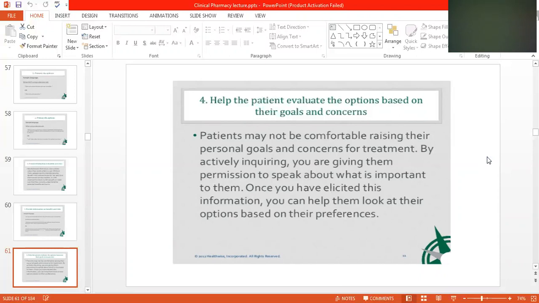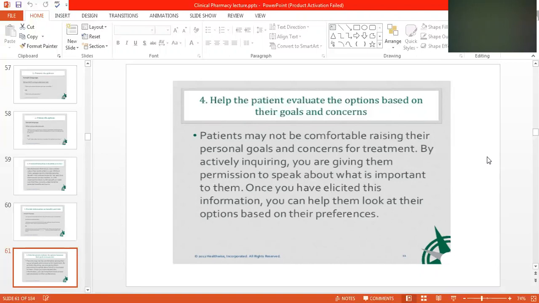So we help the patient evaluate the options based on their goals and concerns. What are our goals, objectives, and concerns? The patient may not be comfortable raising their personal goals and concerns for treatment. By actively inquiring, you are giving them permission to speak about what is important to them.